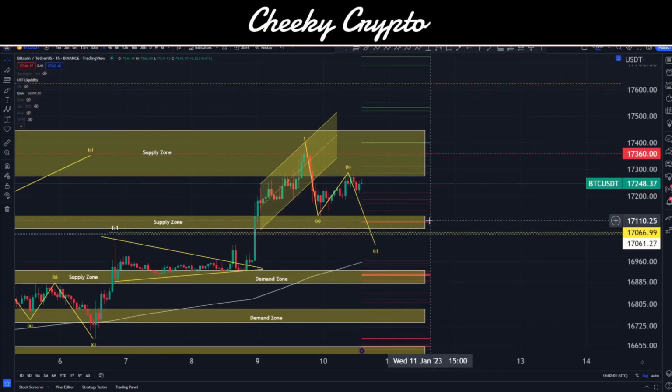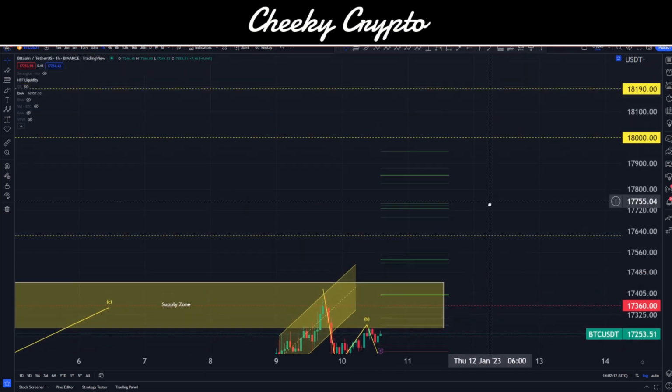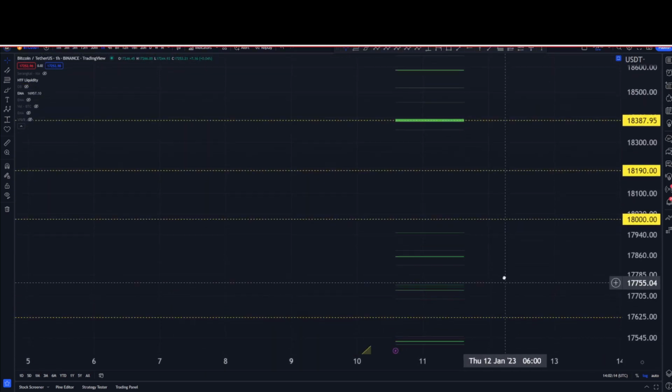So this doesn't overly help us in trying to ascertain whether or not we're going to wick down before we rally on up. I think that's the most likely scenario based on the wave counts, that we do actually wick down before rallying on up. And, you know, I don't think we're going to really target anything above 18,000.